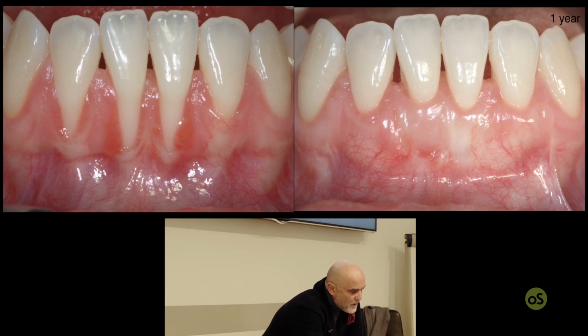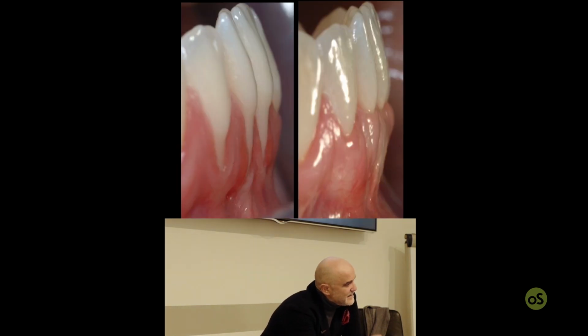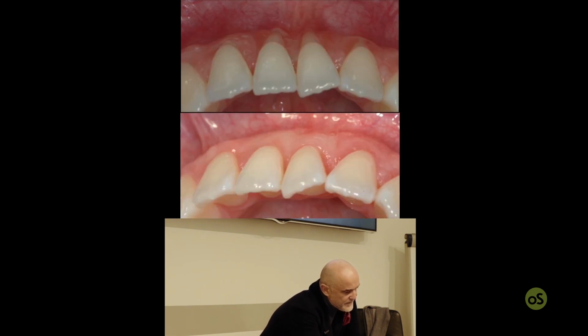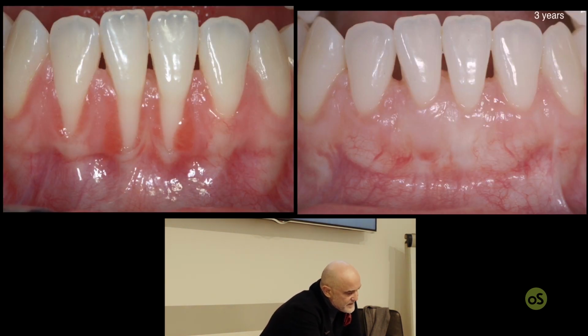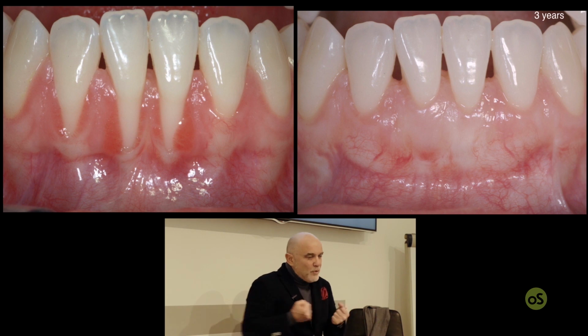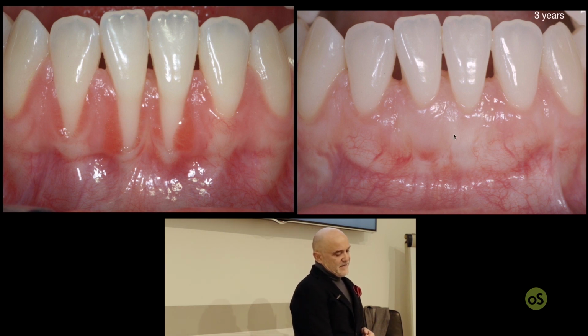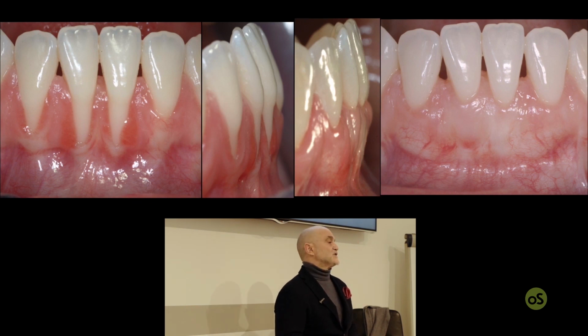So this is the 1-year outcome. Look at the verticality of the vestibulum depth. This is the 3 years outcome, and only by pulling the lip you can see that this tissue becomes white because of the ischemia of the alveolar mucosa. But the amount of keratinized tissue you gain is in relation to the biology. Where is the mucogingival line? But you don't care where the mucogingival line is. What is very important is the tissue.